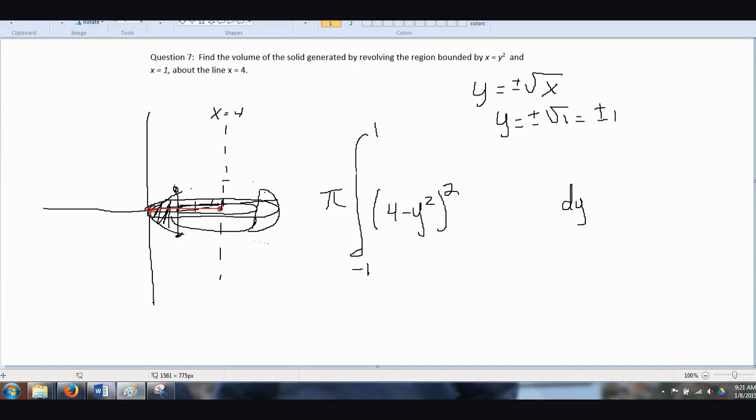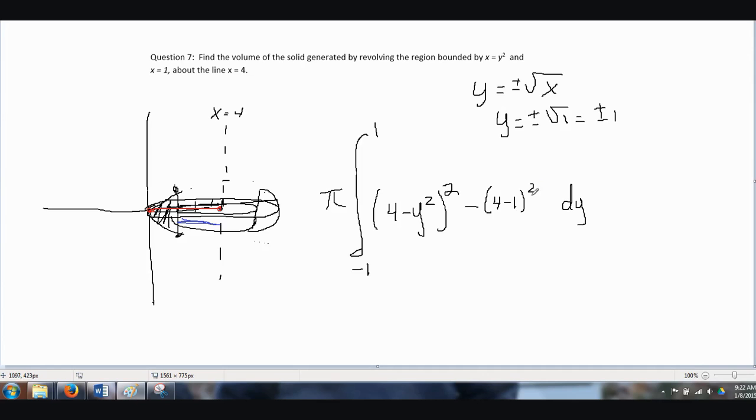Our inner radius is going to be from this line to the 1, so it's just going to be 4 minus 1, which is 3. So we're going to have minus 4 minus 1 squared. So we can clean this up a little bit before we integrate it. We're going to have that pi out in front, the integral from negative 1 to 1, 4 minus y squared squared, which you could just FOIL that out, minus 3 squared, so that'll be 9 dy.